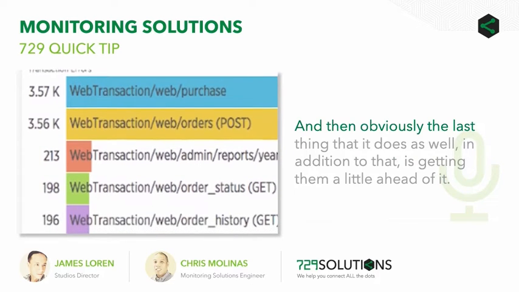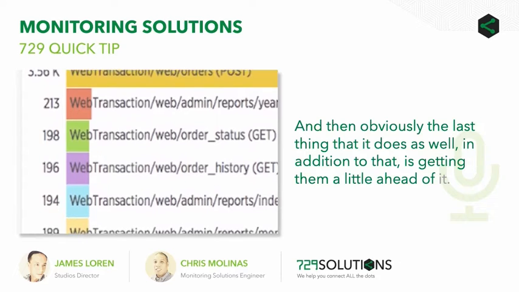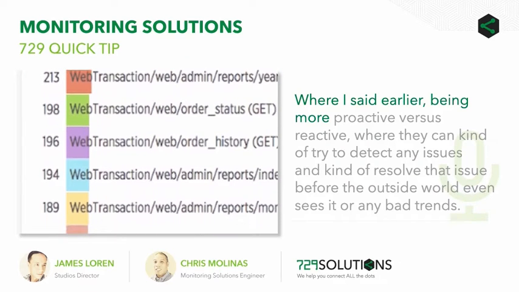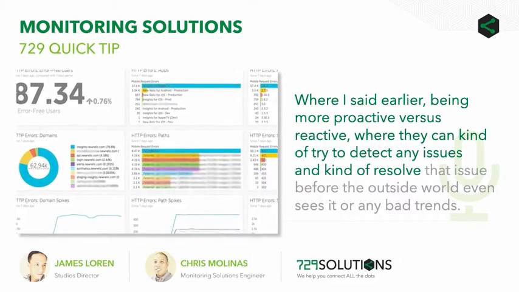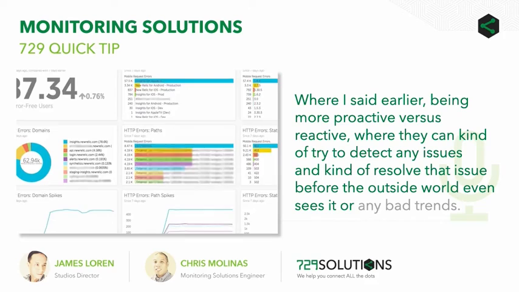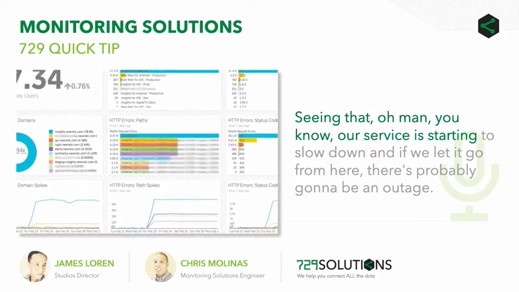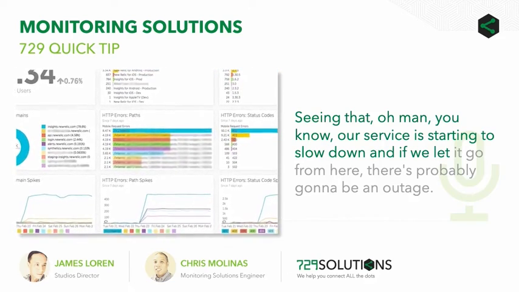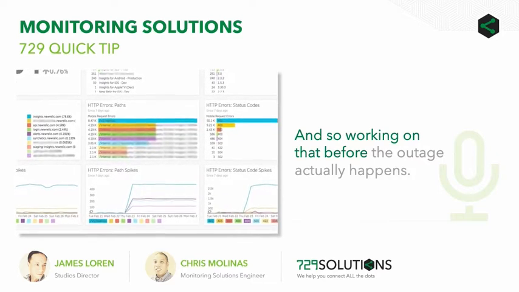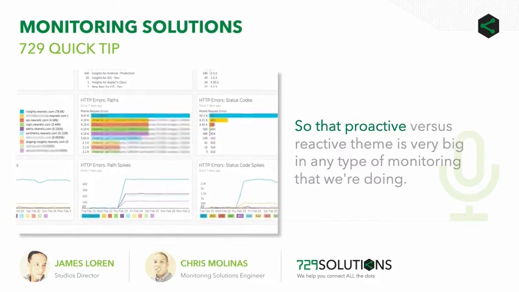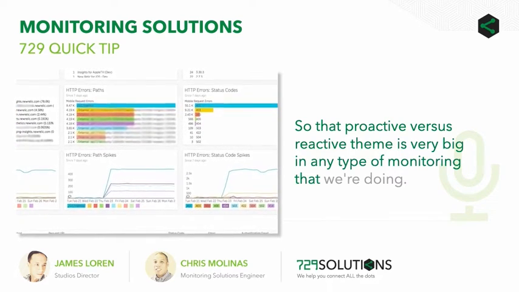And then the last thing it does, in addition to that, is getting them a little ahead of it. Where I said earlier, being more proactive versus reactive, they can try to detect any issues and resolve them before the outside world even sees it, or catch any bad trends. Seeing that, oh man, our service is starting to slow down, and if we let it go from here, there's probably going to be an outage. And so working on that before the outage actually happens. That proactive versus reactive theme is very big in any type of monitoring that we're doing.